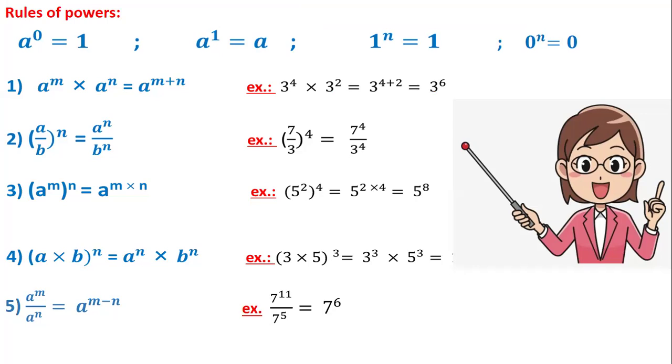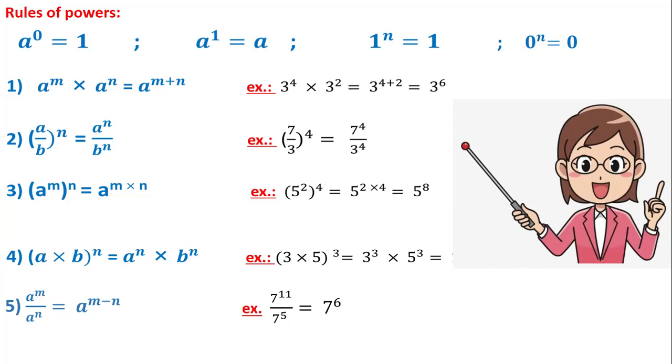Number 2, a over b, all of it to the power n. The exponent n is given for the numerator and denominator: a to the power n over b to the power n. 7 over 3, all of it to the power 4 is equal to 7 to the power 4 over 3 to the power 4.